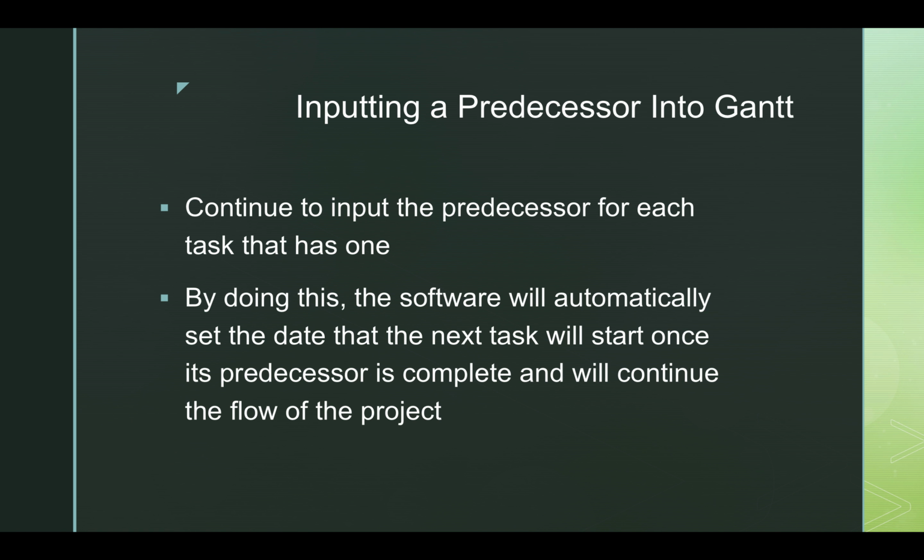So you need to continue to input the predecessors for each task that has one. This is for all the subtasks and for all of our high-level tasks as well. So please make sure that you're paying attention to those parentheses and you see which configurations are required. By doing this, the software will automatically set the date that the next task can start once its predecessor is completed, and this will continue the flow of the project.